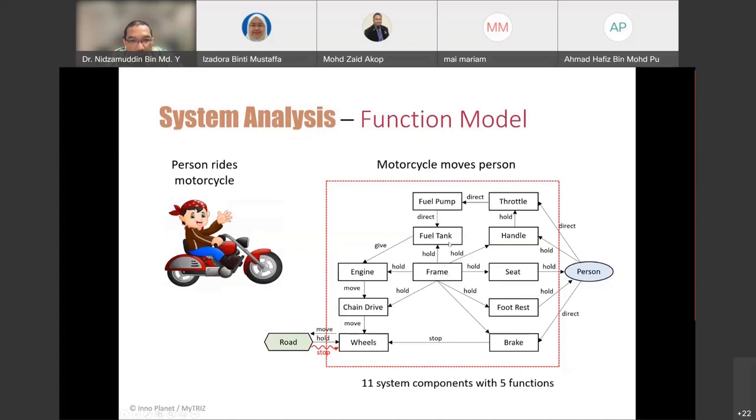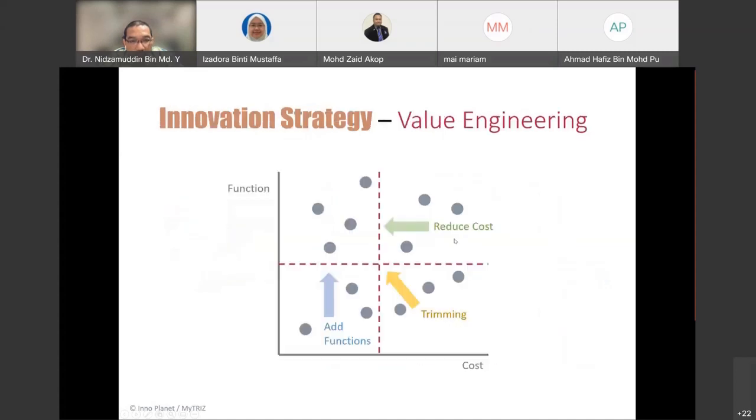Okay, so innovation strategy, we have value engineering, as I said. So we need to increase functions, reduce cost, and if we can add more functions to a certain product or a certain item, that is better, but at the same time reducing cost. And so we have also a powerful tool that is called trimming, that is always used in product innovation.